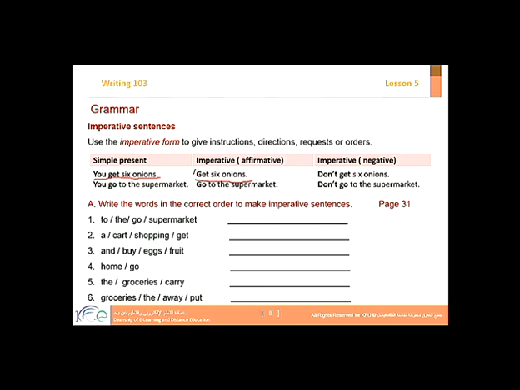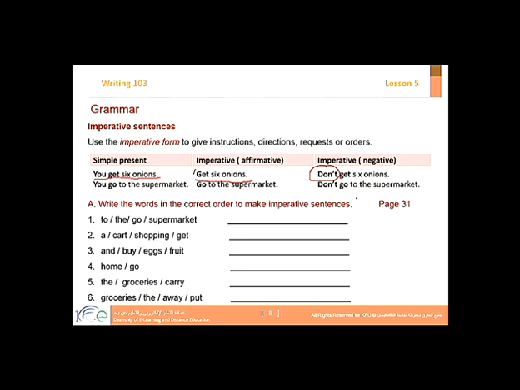Now, if I want to negate the imperative, quite simply I just add don't before it. This is the rule. We add don't before the sentence. So stand up, the affirmative. The negative, don't stand up. Eat lunch, the negative, don't eat lunch.